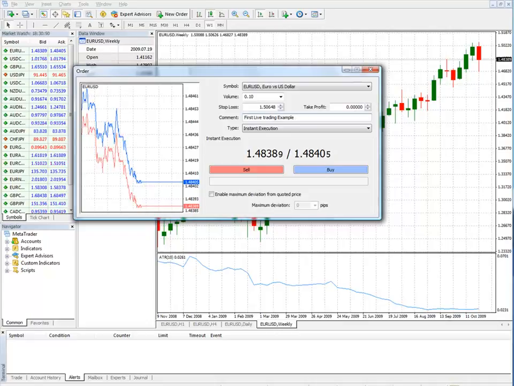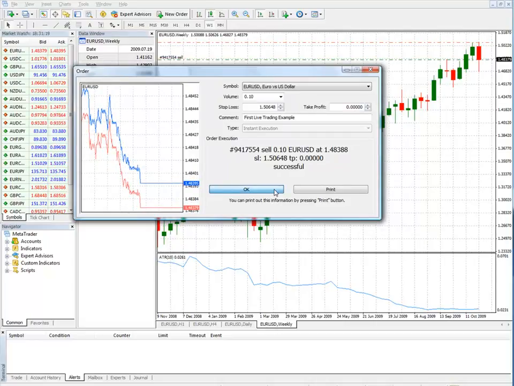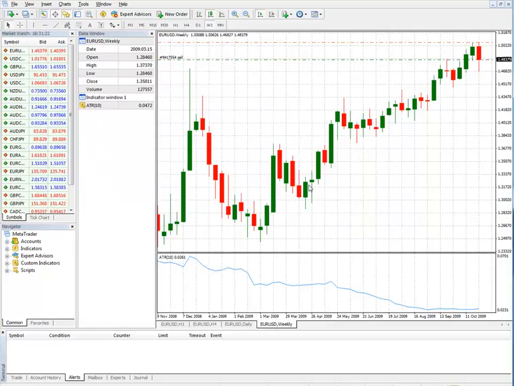Placing an order. Okay. Set live trading example, first live trading example, and here we go. I'm going to sell at the market. Oh, there we go. It says successful. I'm going to press OK. And you can see from up here that we are officially short.